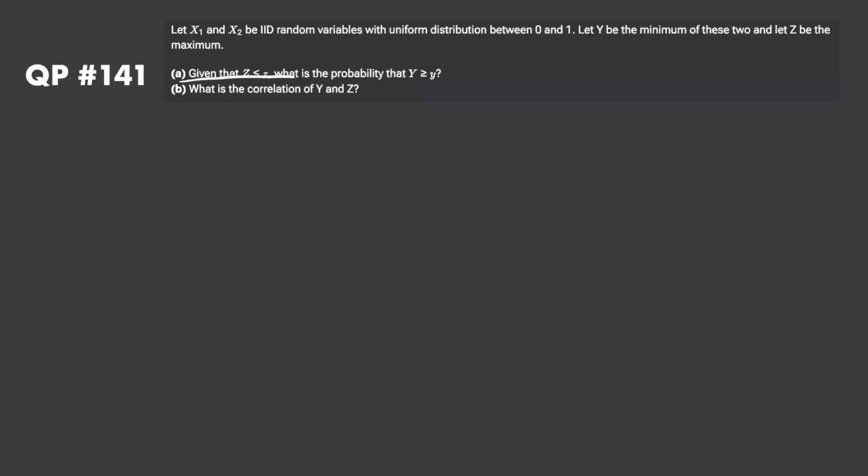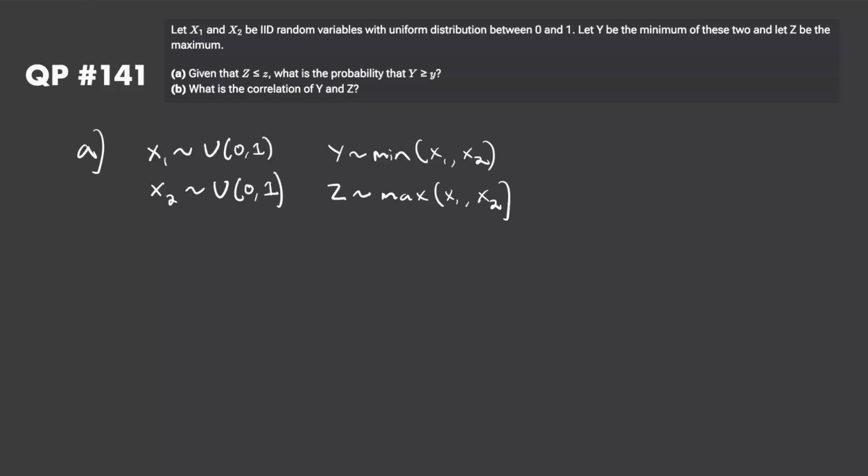So in part A, given that z is less than or equal to some fixed value of z, what is the probability that y is greater than or equal to some fixed value of y? So x1 and x2 are both coming from a uniform distribution. Y is distributed as the minimum of them and z is distributed as the maximum of them. And we're basically just trying to find the probability that y is greater than or equal to some fixed value of y, given that z is less than or equal to some fixed value of z.